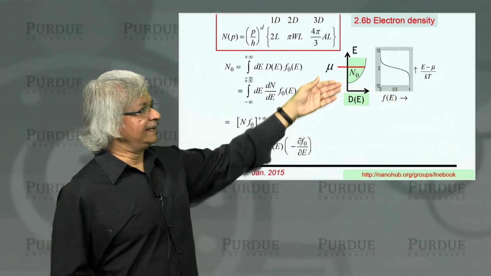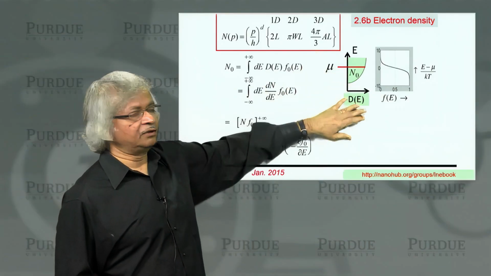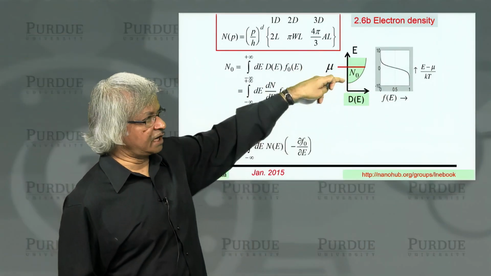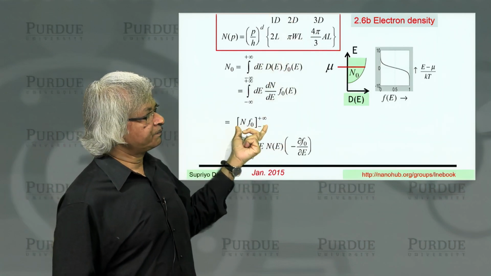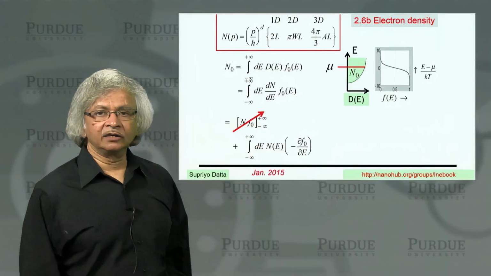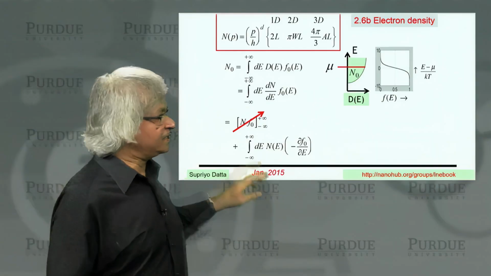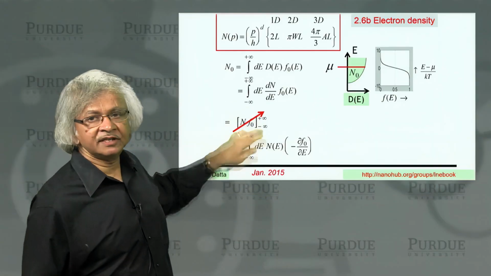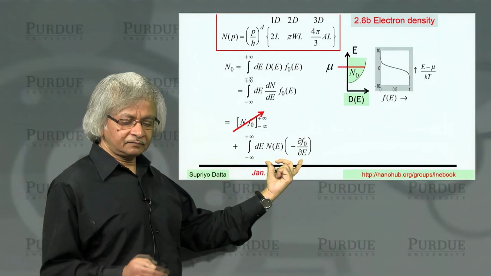But the point is, the n of E, that function is 0 down here, because it starts at the bottom of the band. That's where it starts growing. So this quantity is 0 at both limits. Doesn't matter what it is in between. What is needed here is the value at the two limits, and they are both 0. So you drop it, and you're left with that.